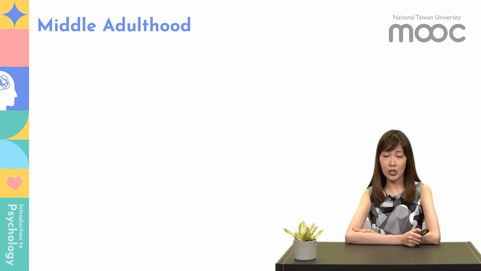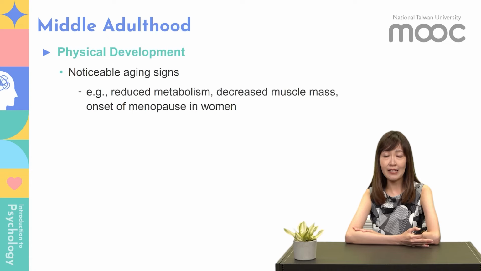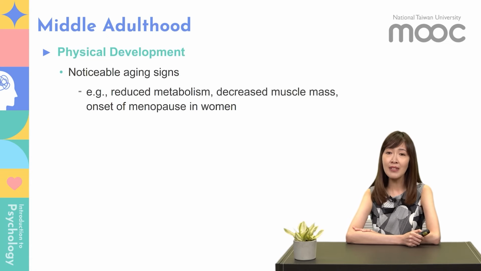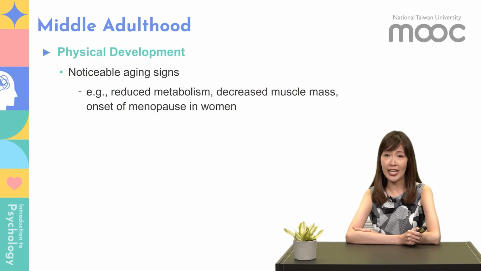Then in middle adulthood, there will be a lot of changes. Physically, we can see some significant changes. There might be a decline in metabolism and muscle mass. Some women might also experience menopause, which means that they will experience changes in their hormones. It's a natural part of their development, but these changes can also be challenging. And that's why it's important to have a healthy lifestyle.